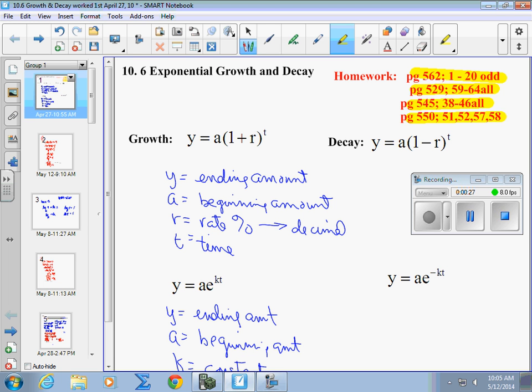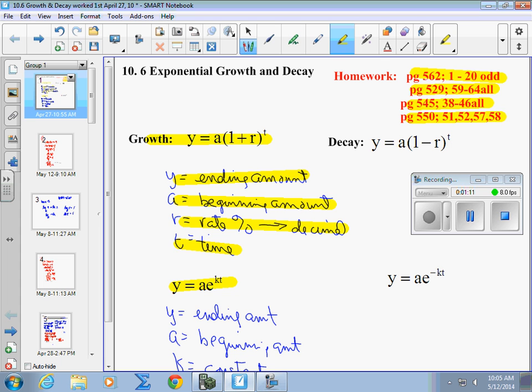When we talk about growth and decay, there are a number of different formulas. There are two formulas for growth. The first formula is y is equal to a times 1 plus r raised to the t. And the second formula is y is equal to a e^(kt). The important part is to understand what each one of these variables represents. Y is the ending amount in this first formula. A is the beginning amount. R is the rate, which we need to change to a decimal, and t is the time.